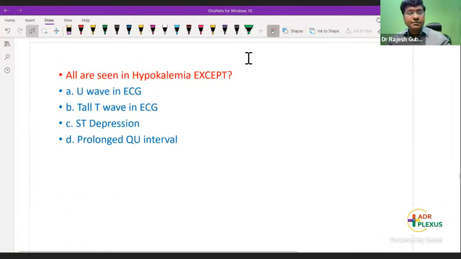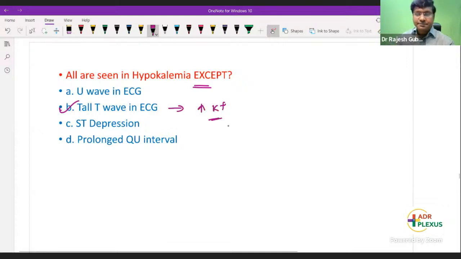All of the following ECG changes are seen in hypokalemia except... Tall T wave is seen in case of hyperkalemia. Next.